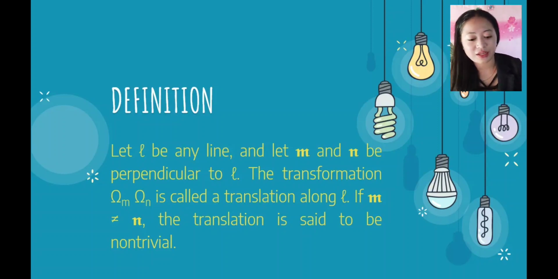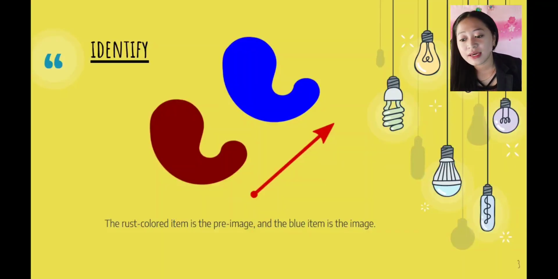Translations are sliding shapes. Remember that the object or shape is not altered in any other way. It is not rotated, reflected, or resized. In a translation, every point of the object must be moved in the same direction and for the same distance. When you are performing a translation, the initial object is called the pre-image, and the object after the translation is called the image.